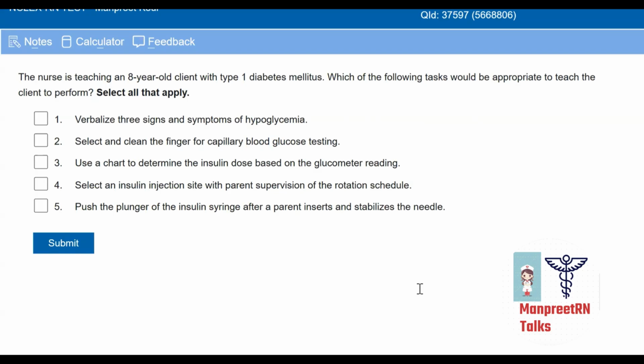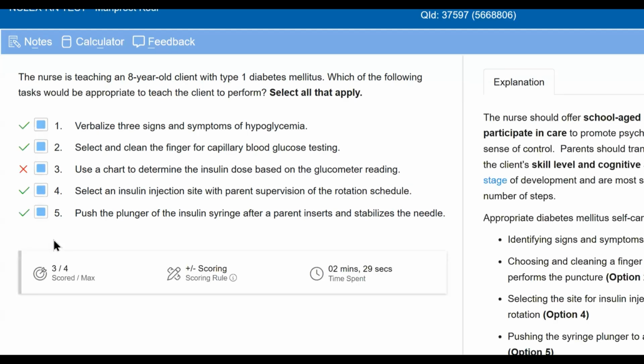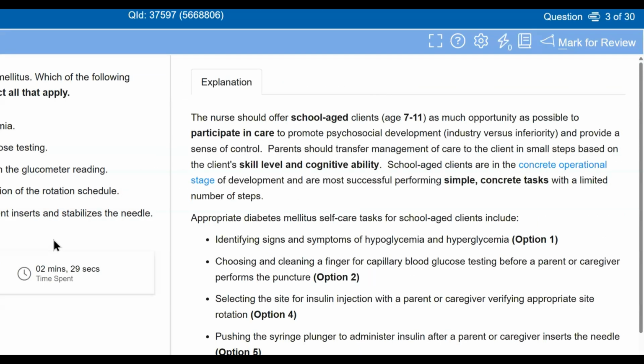So pause the video and think about the answer. We will discuss. I will select options 2, 3, 4, 5, and 1, all options. The correct answer is only 1, 2, 4, and 5, so option 3 is incorrect. Why is it incorrect? We will see.